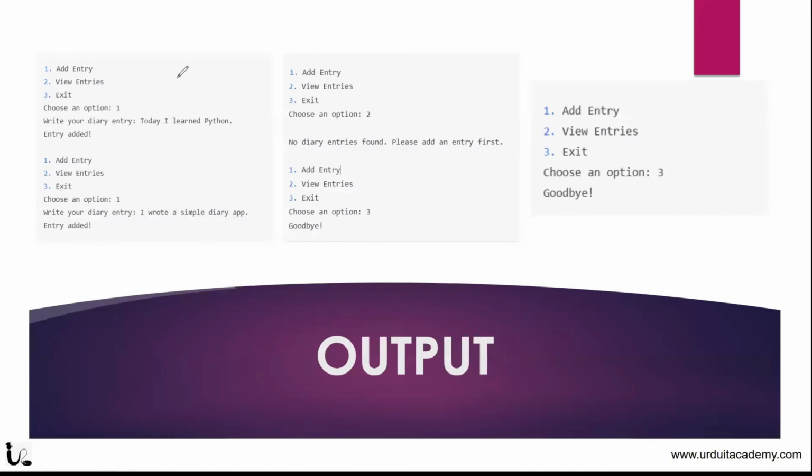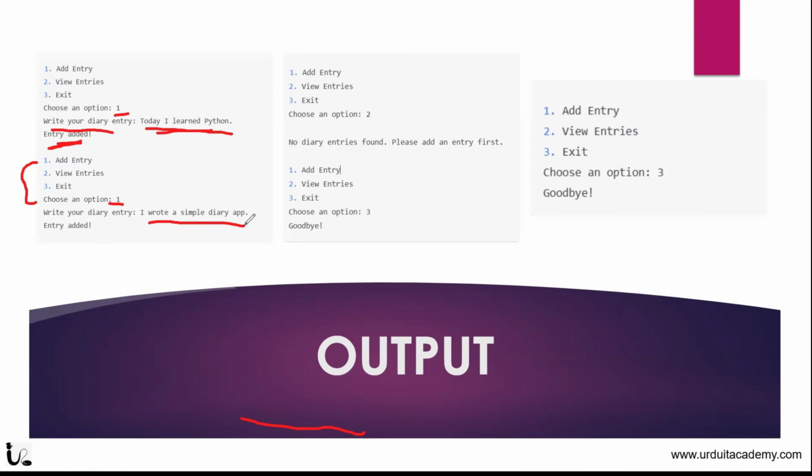Now these are the possible outputs. Here you can see the user has selected option 1, it is calling the first function, and it is asking to write your diary entry. We have typed: today I learned Python. After that, this line, today I learned Python, will be added to the file. After that, it is printing entry added. Then it again asks the same question. If we write 1, again it will ask write your diary entry.